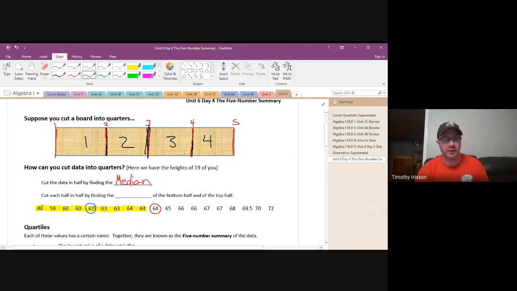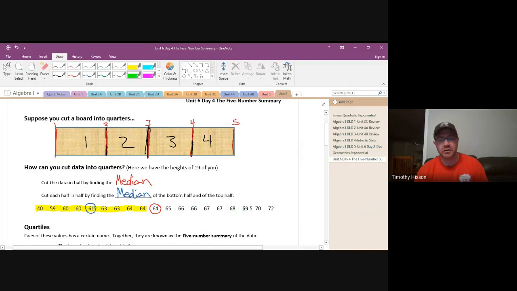And you see here we have 4 scores below it and 4 scores above it. And this 61 is the median of the lower half, or the bottom half. So again, we are finding a median, but just of this bottom half. Now I'm going to do the same thing up here on the top half.